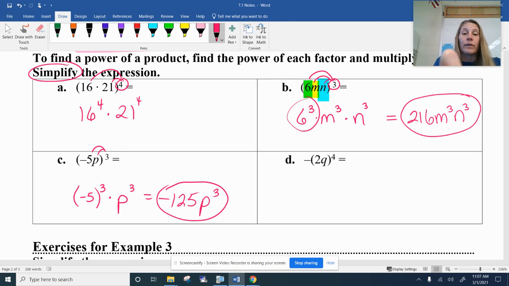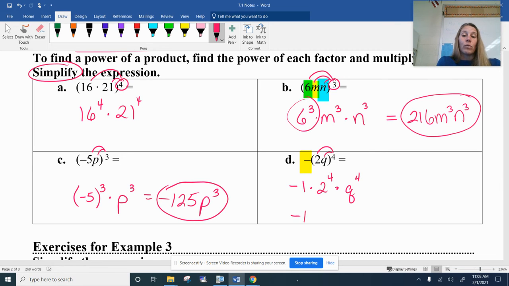Now D is a little different because we can see that our exponent is on the outside. So we're going to basically just multiply a -1 to our answer. So this is what's going to happen. I have this -1, and then I have 2 to the fourth power. The -1 doesn't get the 4 though because it was outside the parentheses. And then the q, which is inside the parentheses, also gets the fourth power.